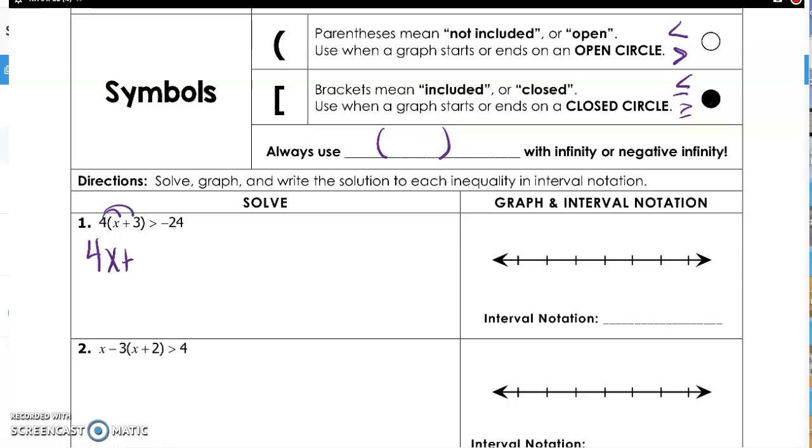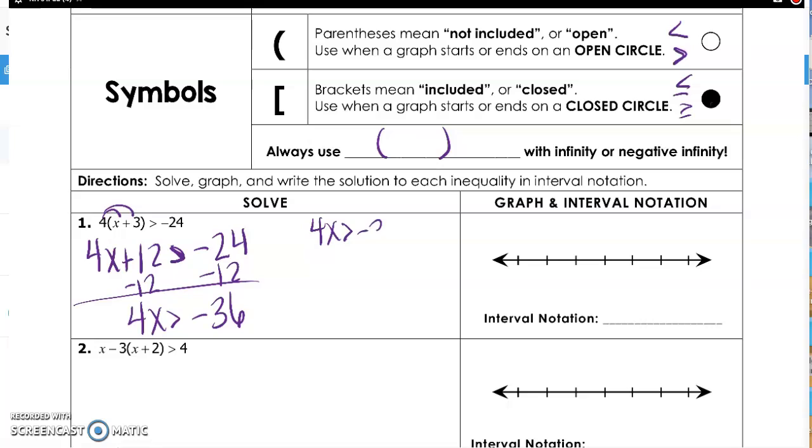4x plus 12 is greater than negative 24. Then I would subtract 12. 4x is greater than negative 36. I'm going to write that again over here. Divide both sides by 4. I do not flip the sign because I'm dividing by positive 4. It does not matter that the 36 is even, or is negative. So x is greater than negative 9.